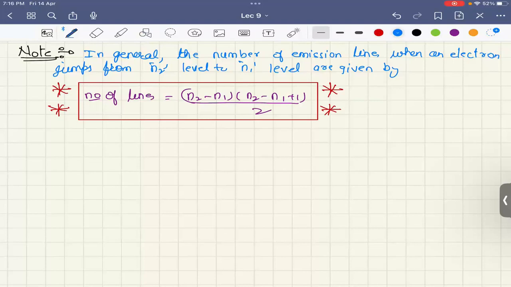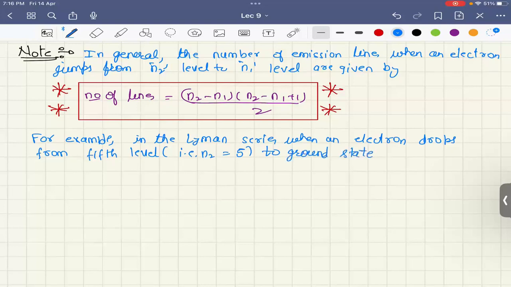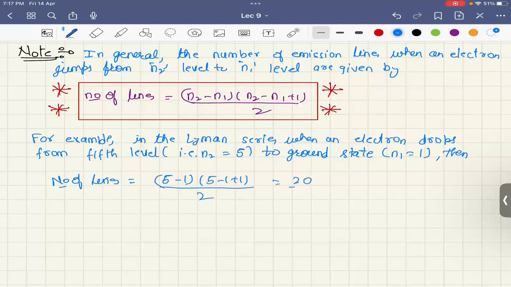So for example, in the Lyman series, when an electron drops from the fifth level, that is N2 equal to 5, to the ground state, that is N1 equal to 1, then the number of spectral lines would be 5 minus 1 multiplied by 5 minus 1 plus 1 divided by 2, which corresponds to 20 by 2, that is 10, right?